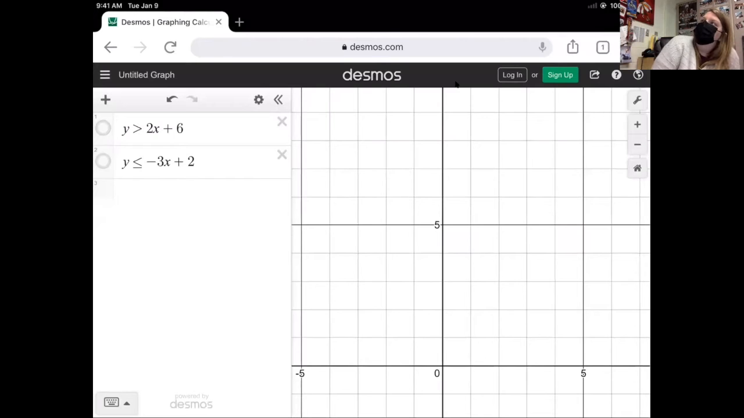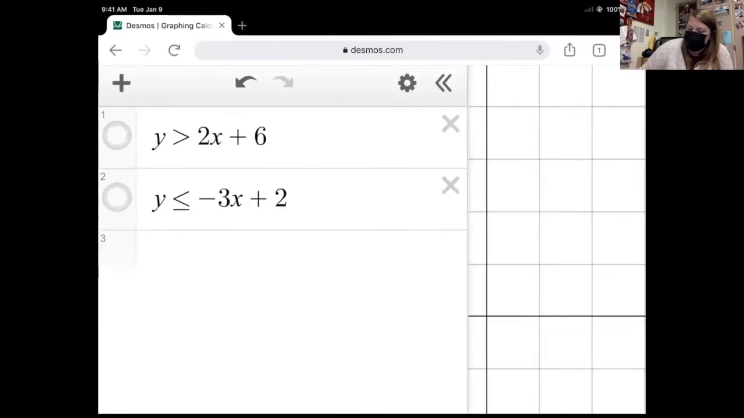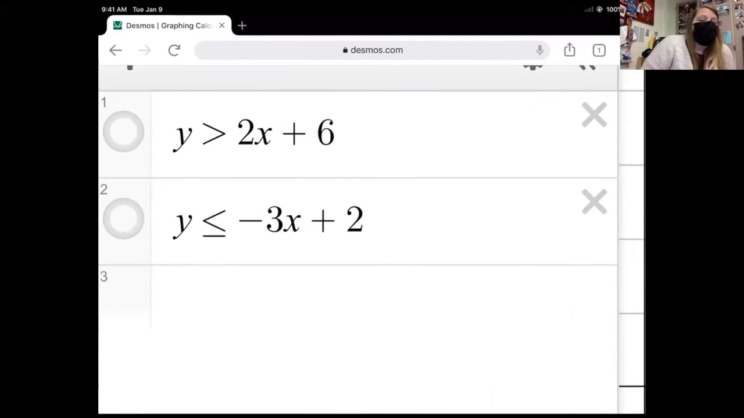Okay, so again, do not graph anything yet, please. I just want you to look at the two inequalities that I made. When you did your exploration, one of the first questions I asked in there was, how do we know if the line is going to be solid or dotted? So what about the inequality makes it either a solid line or a dotted line?